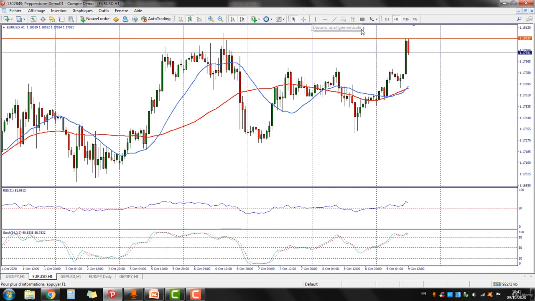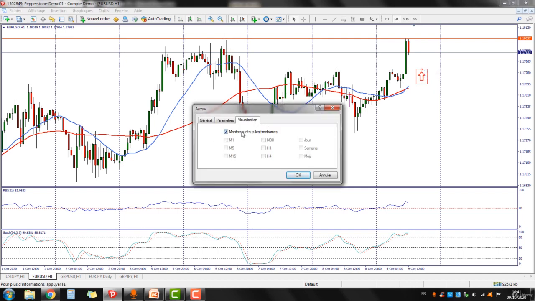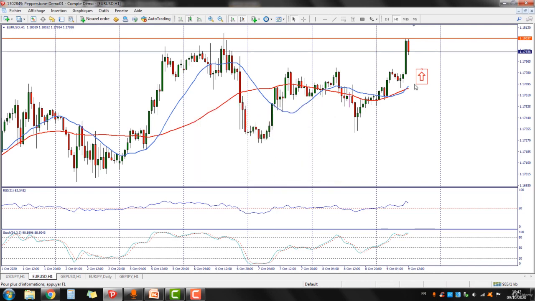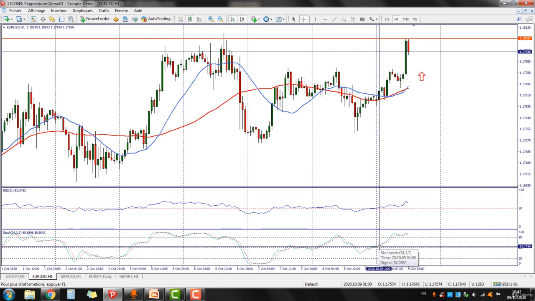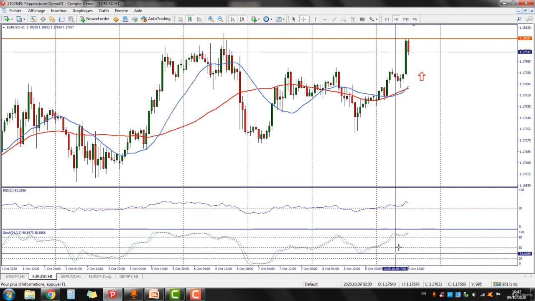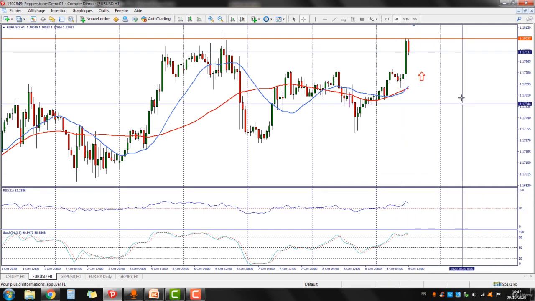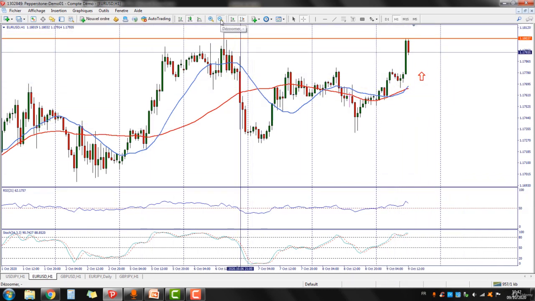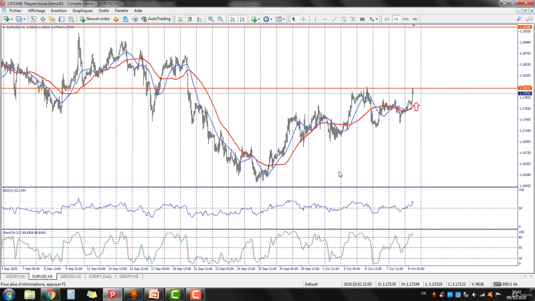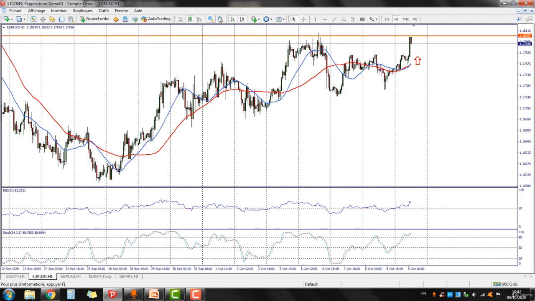Okay, let me do an arrow here. The market is trending up, so let's do it just for H1. The market is trending up. The indicators telling us that the market is in an uptrend. Here the stochastic confirmed by RSI, confirmed with moving averages, and let's zoom like that to do some price action.